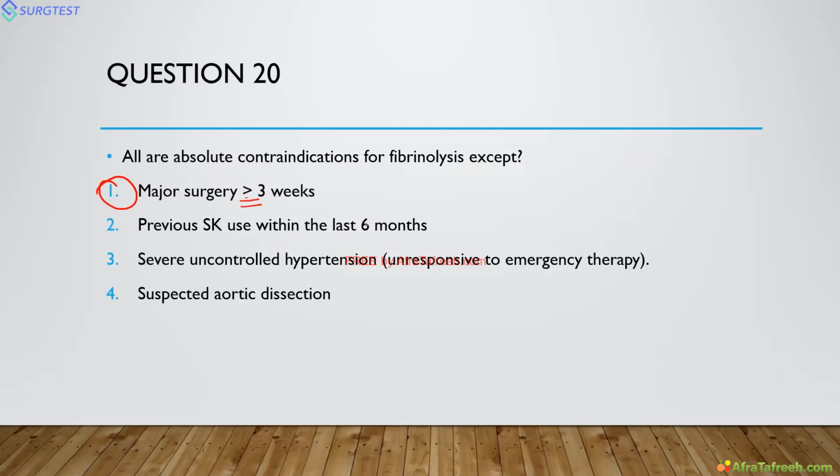Previous streptokinase within the last 6 months is an absolute contraindication. This is also very important: severe uncontrolled hypertension, unresponsive to emergency therapy. You are giving drugs like NTG, but the patient's BP is not reducing. It's an absolute contraindication. Next aspect, aortic dissection.